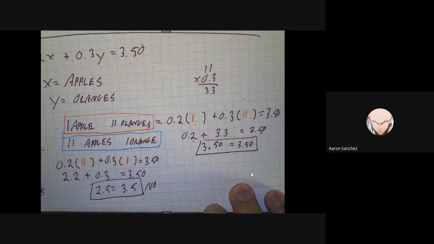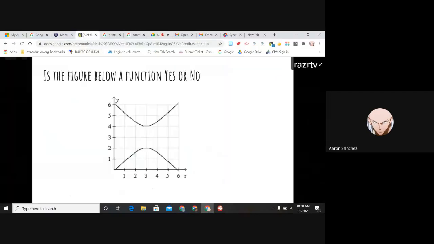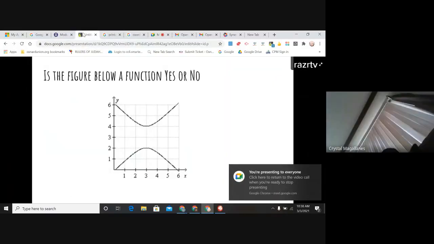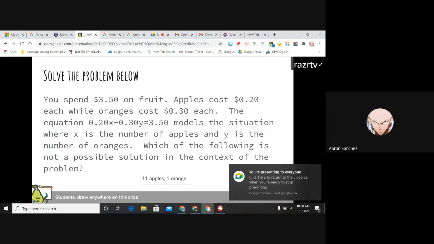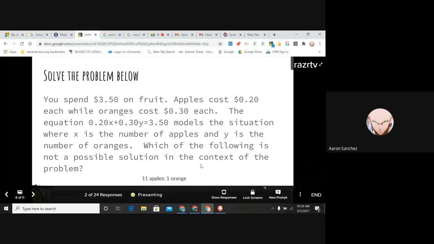So I'm assuming there's no more questions, so let's look at the answer, what they're asking on the pair deck. Okay. Crystal, did you get on that pair deck? Yeah. All right, cool. So the answer is 11 apples and 1 orange is the one that does not work. That does not work. So that's why it's weird. It's asking for the wrong answer. So that's the one that we had here.